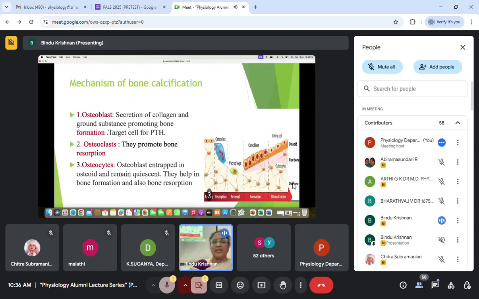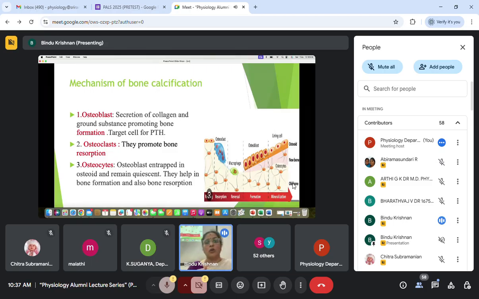So just a brief mention of the three important types of cells which have to function in an integrative way so that calcium homeostasis is maintained. The osteoblast is the one which is going to cause the secretion of collagen and the ground substance, helping in bone formation. So that is going to be the target cell for PTH.